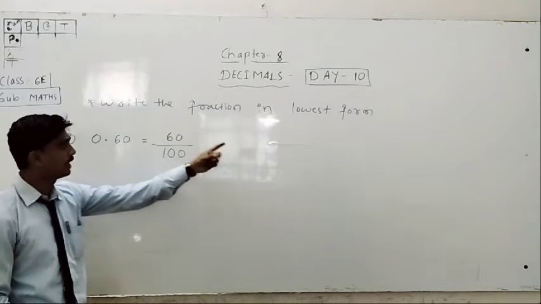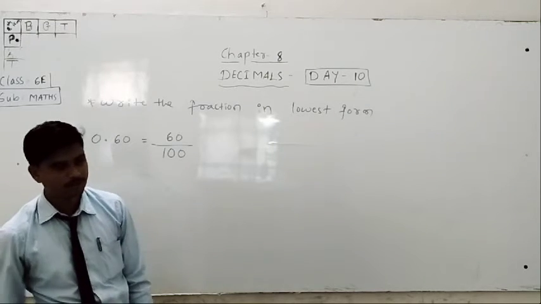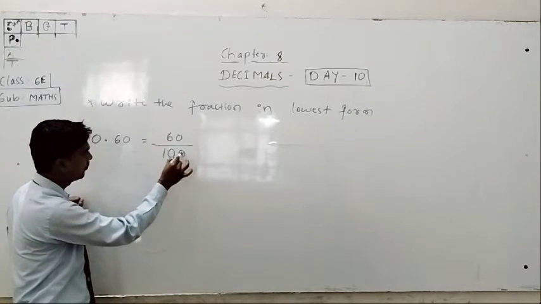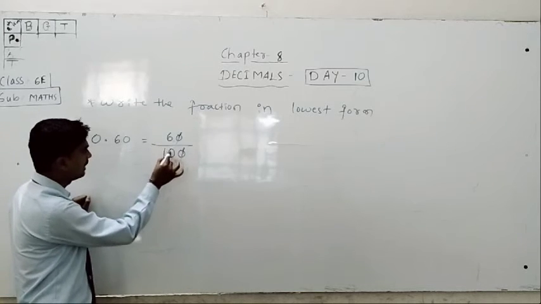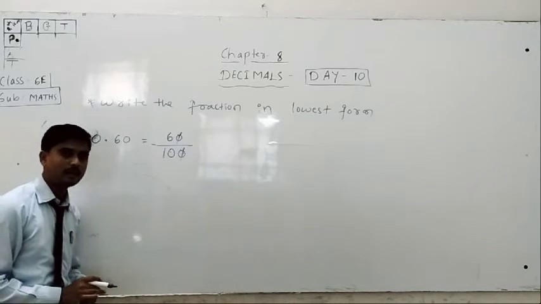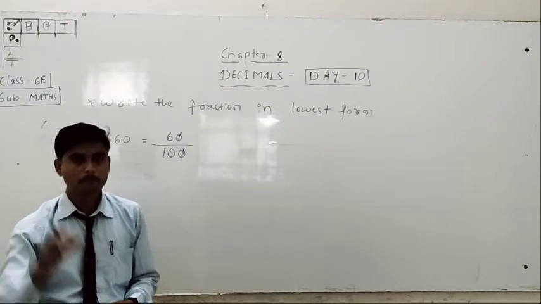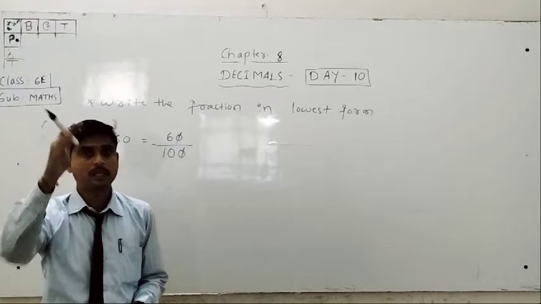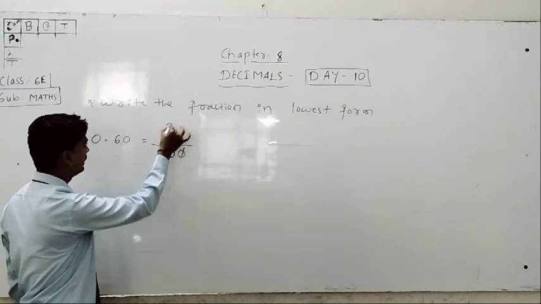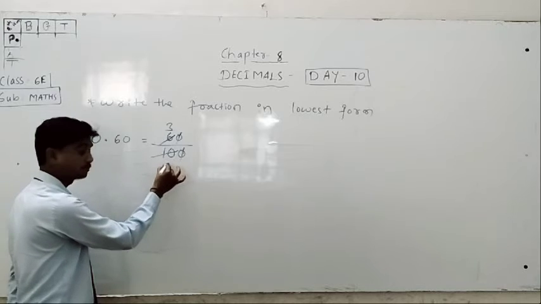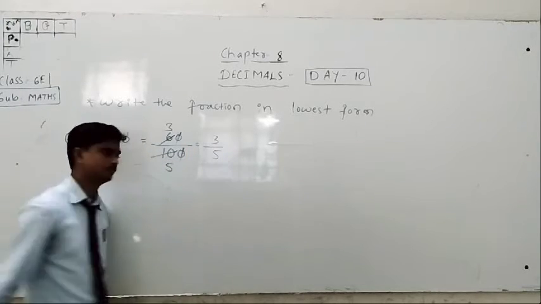Then this one you should write in lowest form. You know the cancellation method: here 1 0 and here 1 0, so the zeros cancel. Here 6 and here 10 are there, but 6 and 10 have which table? Cancellation means compulsory that the numbers have the same table. Which table? The 2's table. 2 3's are 6, 2 5's are 10, then 3 by 5. This much.